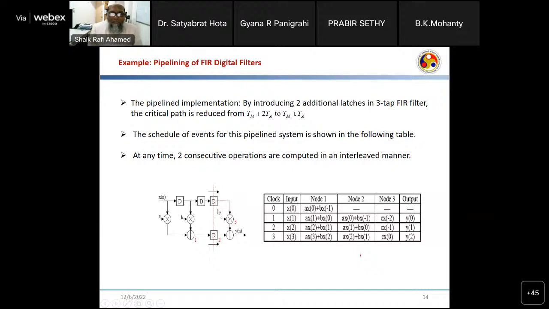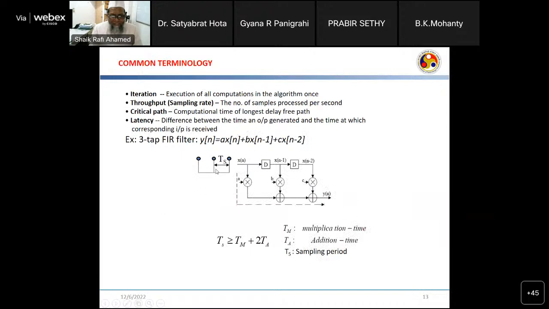Now what will be the critical path? If I come from this multiplier to this adder, and there is a delay here, this is one multiplication and one adder time. Or even if we consider this one, it is also one multiplier, one adder. And this one also has one multiplier, one adder. Now the critical path time is Tm plus Ta only. Because of placing these latches, I am reducing the critical path time. In the previous case, this duration is Tm plus 2Ta at least.